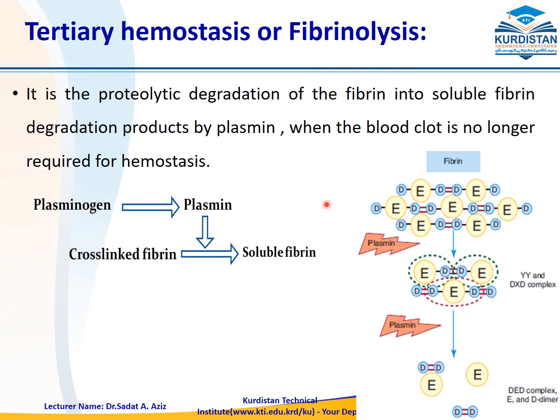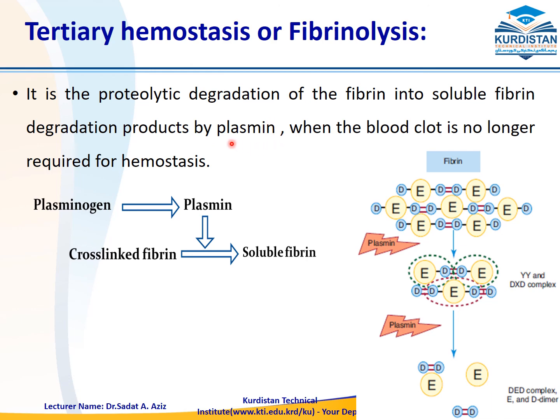When the damaged blood vessel is entirely repaired, let us say the mesh of the fibrin and the trapped platelets and erythrocytes should be removed at the site of an injury, and this process is called tertiary hemostasis or fibrinolysis. So fibrinolysis or tertiary hemostasis is the proteolytic degradation. It means the lysis of the aggregated fibrin mesh at the site of the injury into what? Into soluble fibrin.